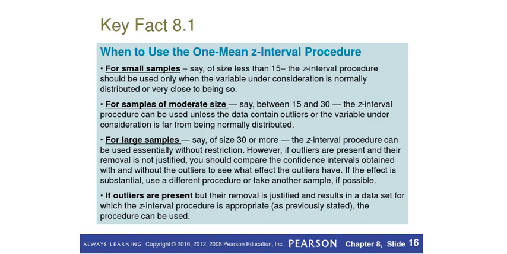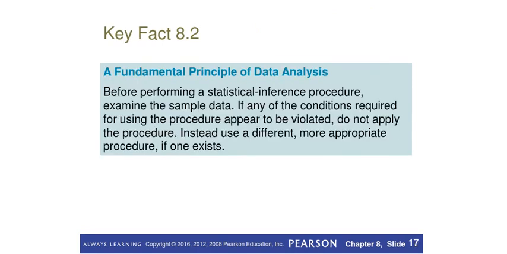Having said all of this, there is a key idea that we need to know. This fundamental principle says: before performing any statistical inference procedure, such as finding a confidence interval, examine the sample data. If any of the conditions required for the procedure appear to be violated, don't do the procedure. Instead, we're going to use a different, more appropriate procedure if one exists. And we're going to talk about an alternative procedure in the next section.